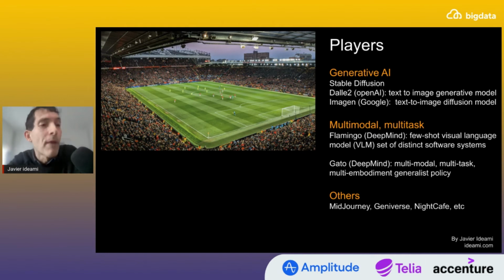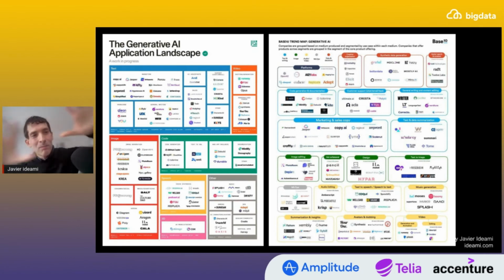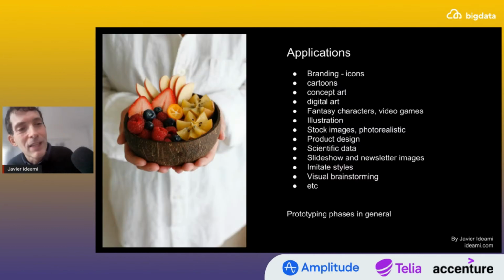And so who are the players in this thing? This is crazy now. My friends, the players are changing all the time, so this slide is completely irrelevant now. Well, generative AI, Stable Diffusion, DALL-E 2, Imagen, multimodal, multitask, Flamingo, Gato, some examples, and other platforms, Midjourney, Geniverse, NightCafe. But then, people are launching infographics about just the players in the games market map. Now by vertical, and now just more global. Now there are too many players already, and more are coming on stage every week.